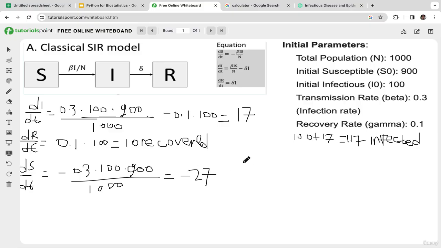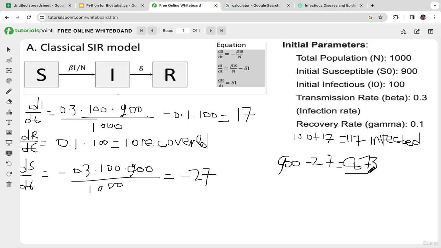And if you remember, guys, the initial susceptible is 900, right? So by definition, susceptible basically means that there are 900 people who have not been infected by this disease, but they have potentials to get infected, right? So we're just going to subtract 900 with 27. So we're going to get 873 people, all right? You might be wondering, what does it mean?